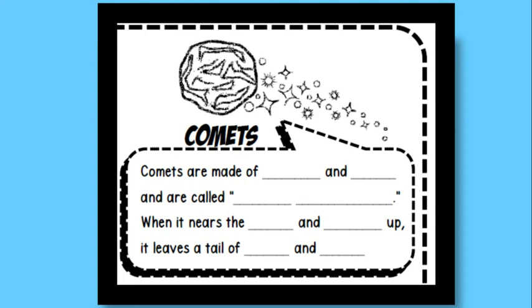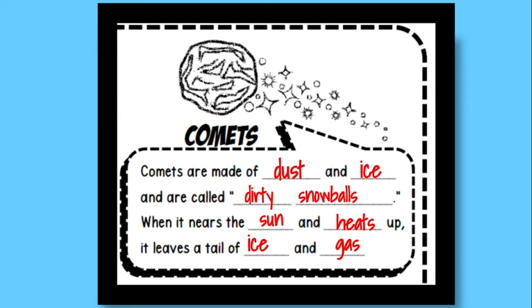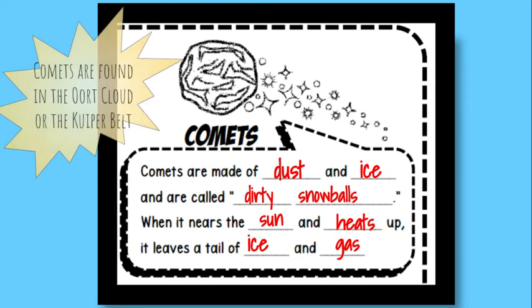So let's start with comets. Comets are made of dust and ice and are sometimes called dirty snowballs. When a comet gets close to the sun and heats up, it leaves behind a tail of ice and gas. Comets are located in the Oort cloud or the Kuiper belt. The Oort cloud and the Kuiper belt orbit the sun.